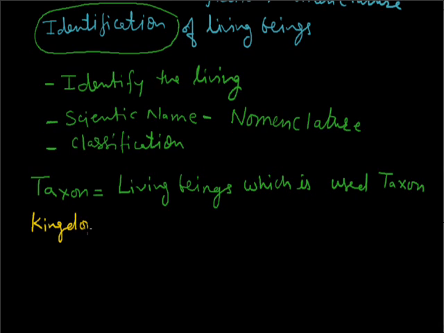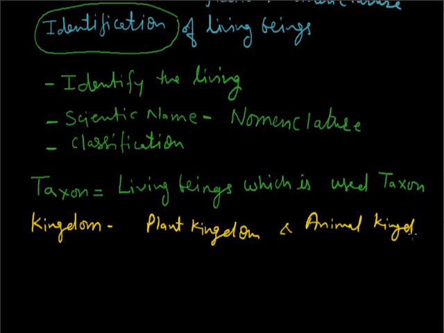This is the highest level of classification. It means we can divide the whole living beings into two kingdoms. One is the plant kingdom, another is the animal kingdom. So on the land there are only two kingdoms, the plant kingdom and the animal kingdom. Now after the kingdom, the next group of classification is the phylum.